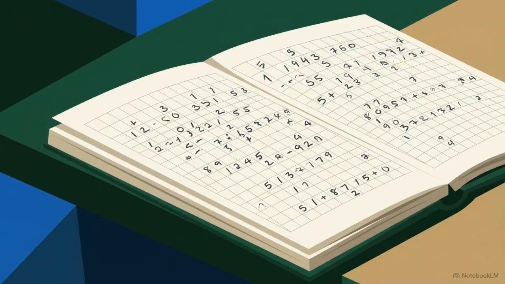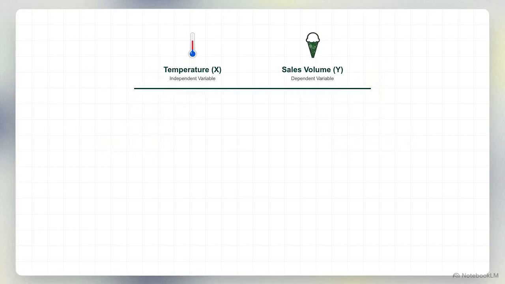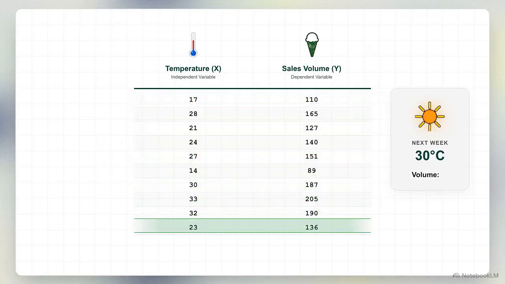Raw data provides no context on its own. Viewed as a continuous scroll of gray numbers, it is indistinguishable from television static. Take a typical ice cream shop ledger. It tracks two specific variables: the daily outside temperature and the volume of kilograms sold. In this table, the figures are listed side by side.